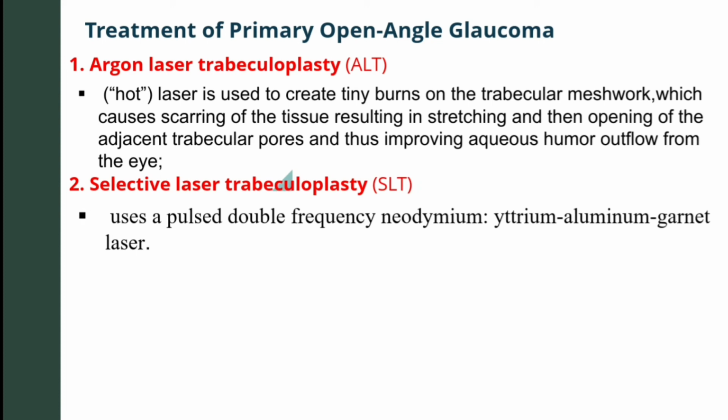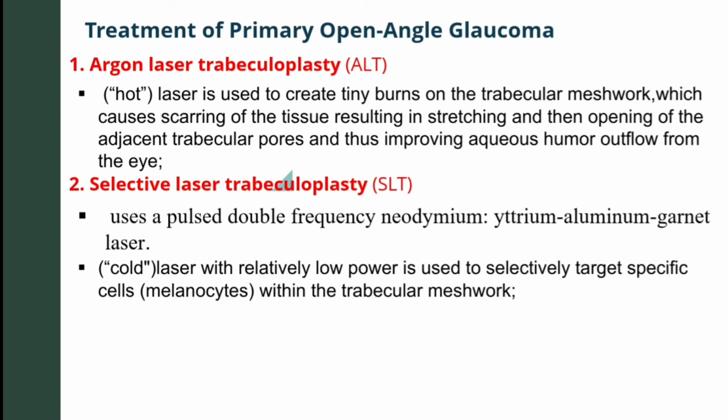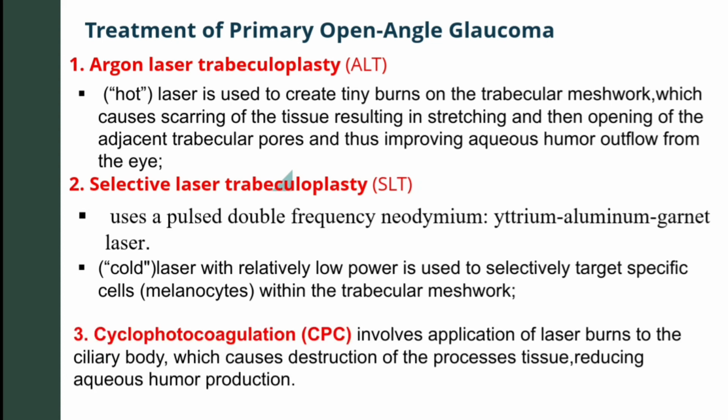Another method which is rarely used, but it's actually like a last option, is called cyclophotocoagulation, and this involves application of the laser beams to the ciliary body, which causes destruction of the processes tissues, reducing the aqueous humor production. Okay. And if the lasers don't produce the desired results, then we go to surgery.